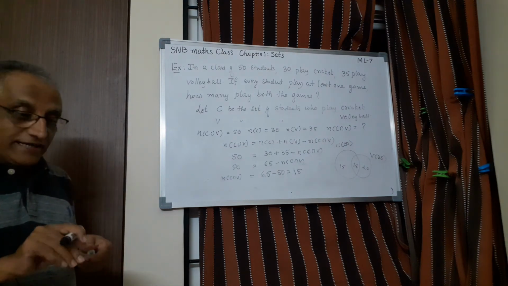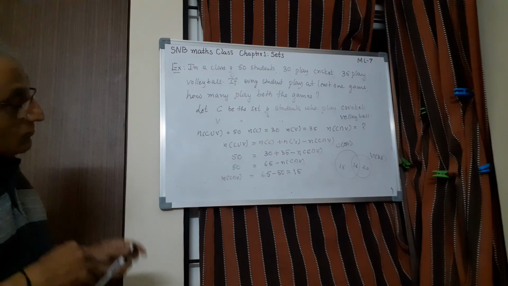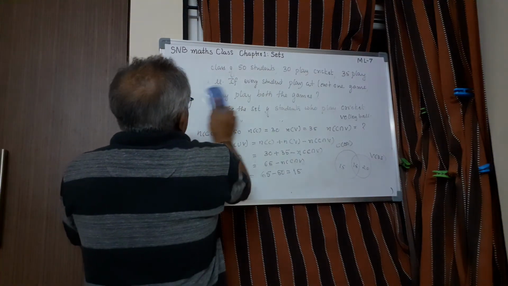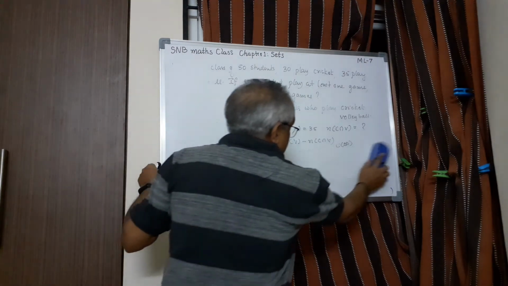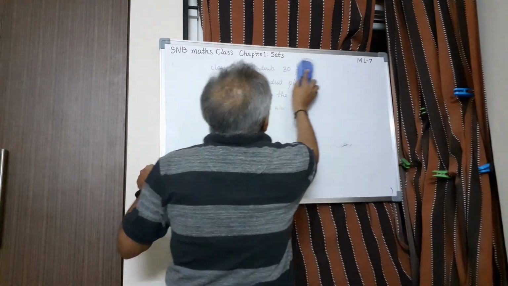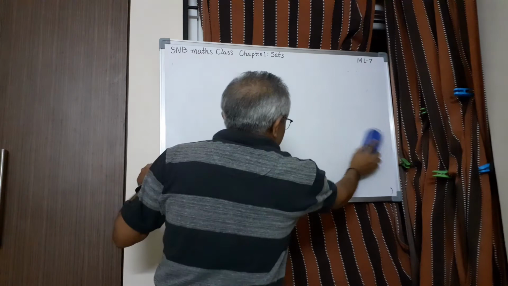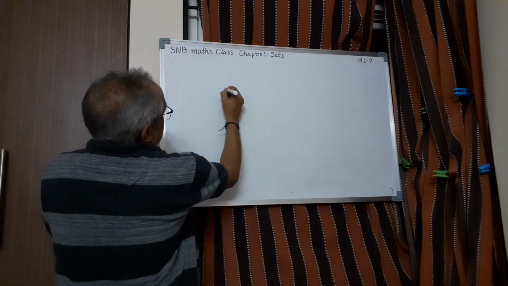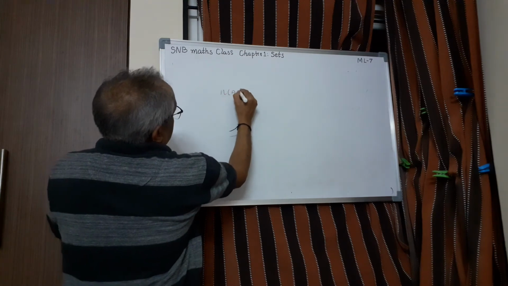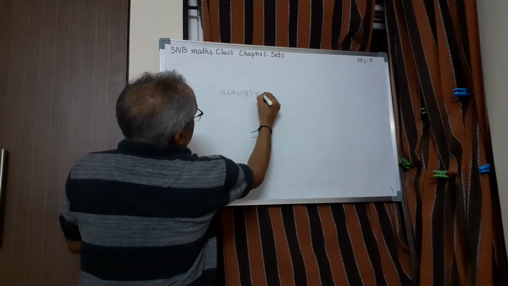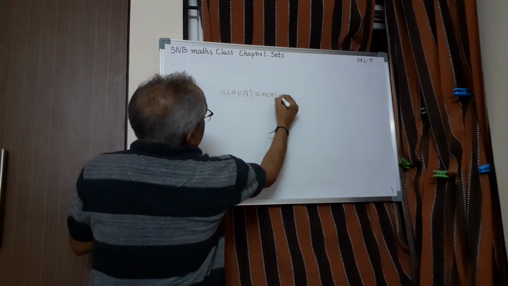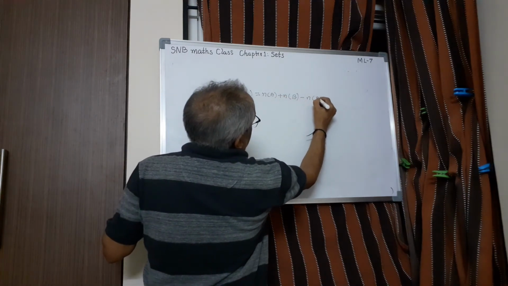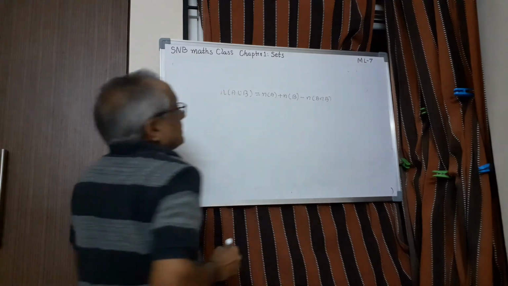So this is the way we can solve many questions based on this formula. Therefore, please remember the application of sets. One important formula which we are using is this formula. Number of A union B equal to number of A plus number of B minus number of A intersection B.